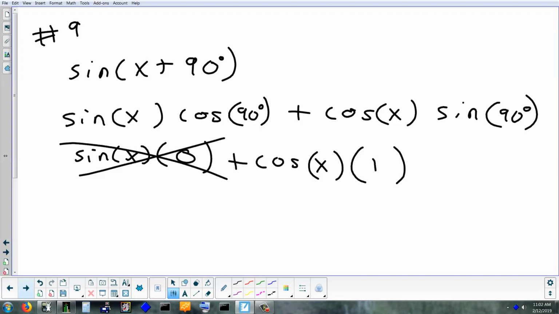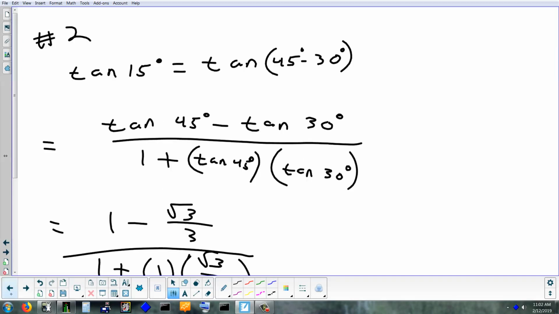So that part's gone. And the final answer is just the cosine of x. And that's how you do number 9. Any questions on that one? All right, what else we got?